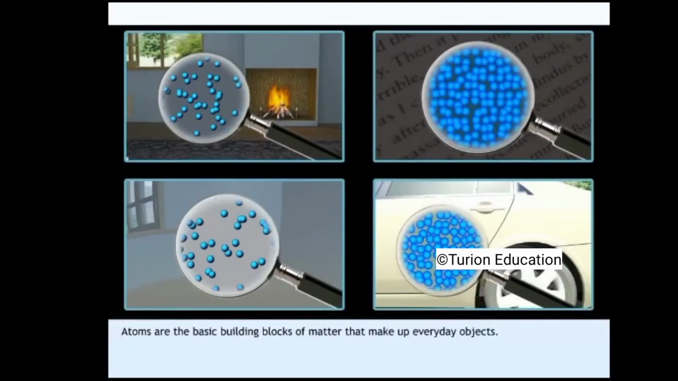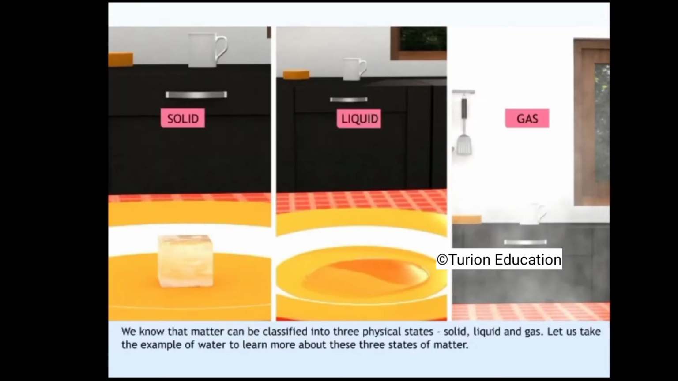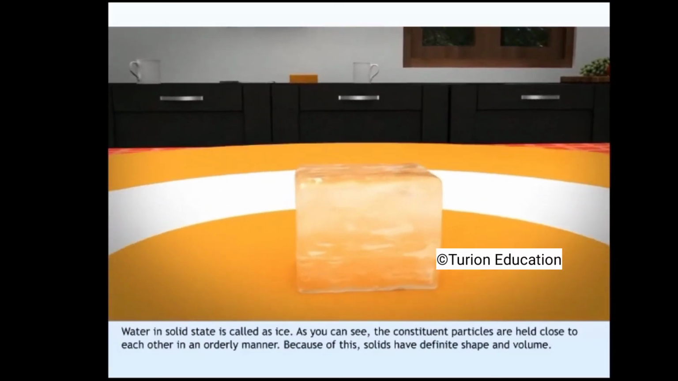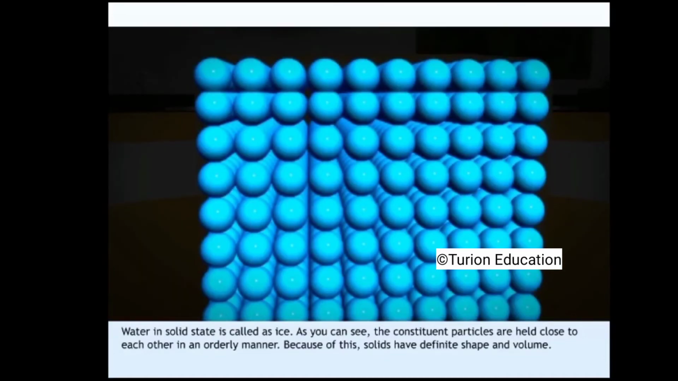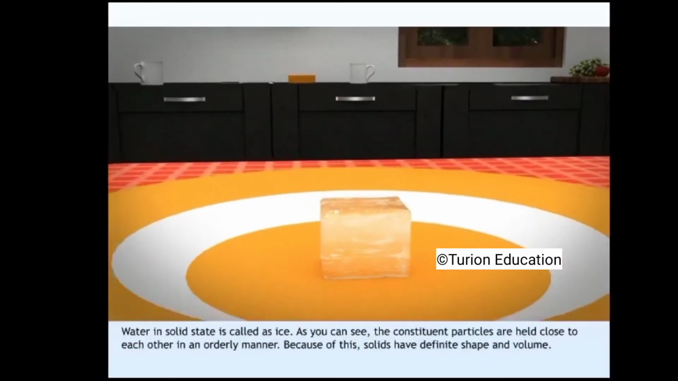Atoms are the basic building blocks of matter that make up everyday objects. We know that matter can be classified into three physical states: solid, liquid, and gas. Let us take the example of water to learn more about these three states of matter. Water in solid state is called ice. As you can see, the constituent particles are held close to each other in an orderly manner. Because of this, solids have definite shape and volume.